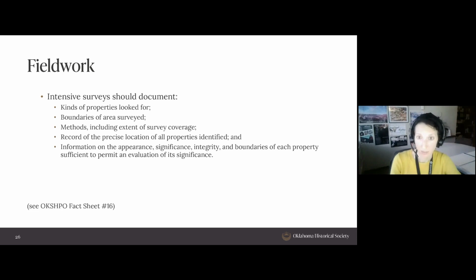And so intensive surveys should document the kinds of properties you were looking for, the boundaries of the area you surveyed, and your methods. It should record the precise location of all properties identified and should provide information on the appearance, significance, integrity, and boundaries of each property sufficient to permit an evaluation of significance of that property.